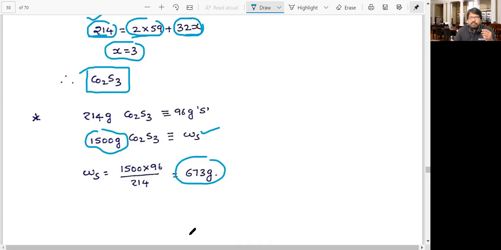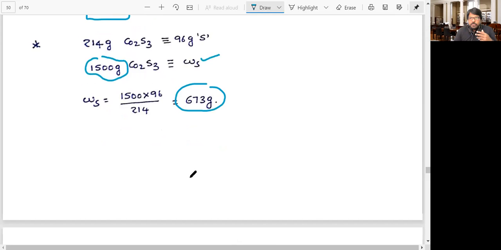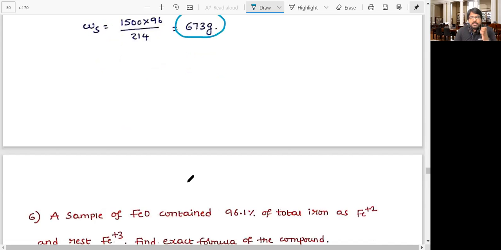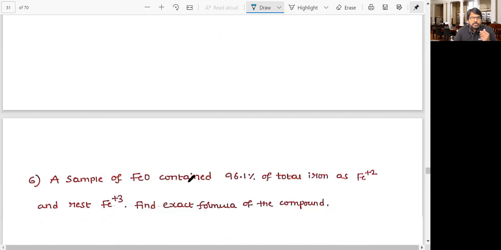So this is one question. Here there are two concepts. One is solid state, another one is stoichiometry. So you need to catch the logic. If concepts are clear, if you can recollect the formula quickly, you can easily solve the question. Now let us move on to the next question.